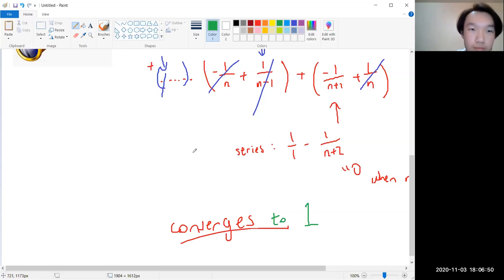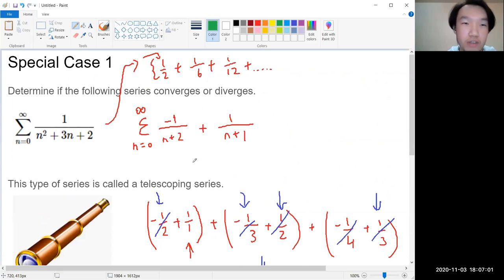Okay, so this is the telescoping series. It's telescoping because all the terms cancel out. And I don't think this is in your homework or anything, so don't worry too much about this.